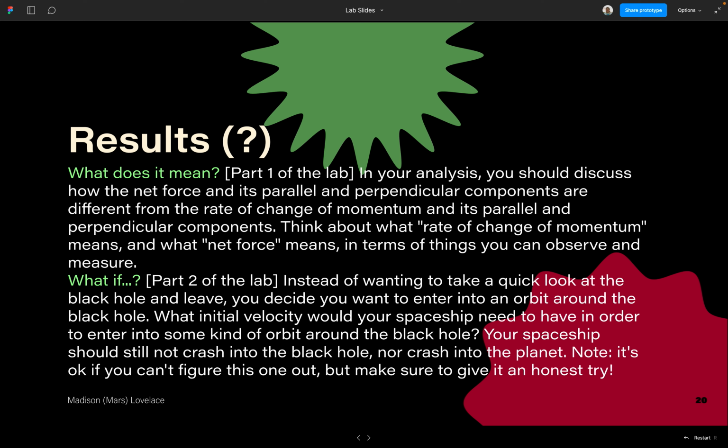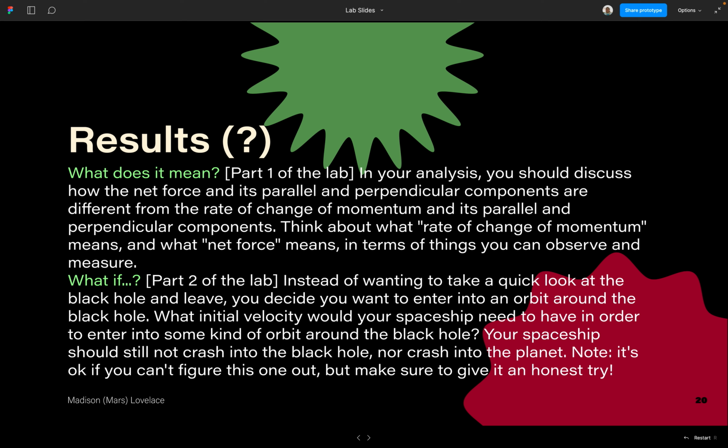And think about what net force means in terms of things you can observe and measure. So the net force is just all of the forces acting on the object. I'm not sure exactly what this question is trying to make me think about, but I think getting to the part that rate of change of momentum is how F equals ma is derived is what that question is getting at.